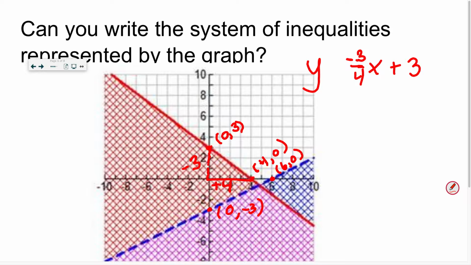How can we figure out what symbol we're going to put in right here? The line is solid, so you can use greater than or equal to or less than or equal to. These are the two options we have, because it's a solid line, so we know it's not going to be less than or greater than. It's going to be less than or equal to or greater than or equal to. So how can we figure out which one of those two we're going to use?